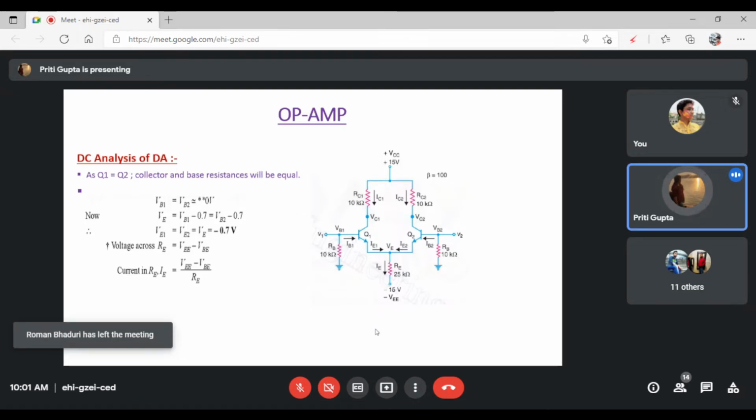V of RE, that is the voltage across this. You can write voltage across RE, give a comma, then write down V of RE is equal to V of EE, this voltage, minus V of BE minus V of RB.